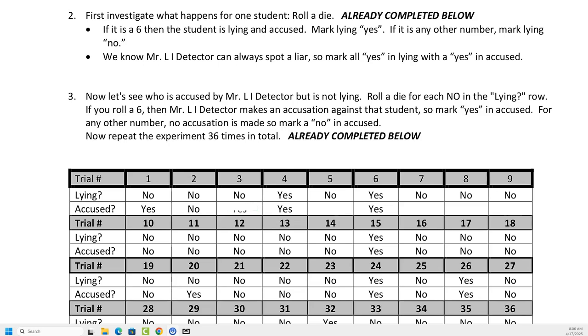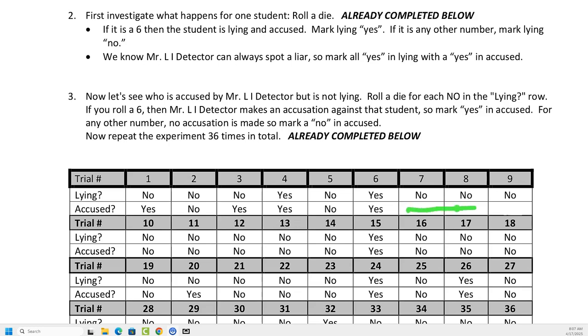Whoops, sorry. So he is accused. I could skip 4 because we know that if a person is lying, they are always accused. And for 5, I know that I rolled a 1, and so I got a no. Okay, do you get the idea of how to fill in the second row?